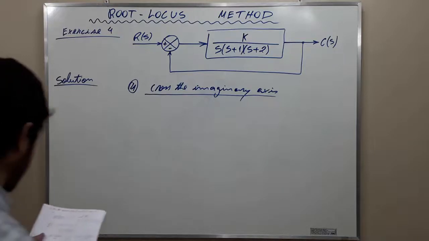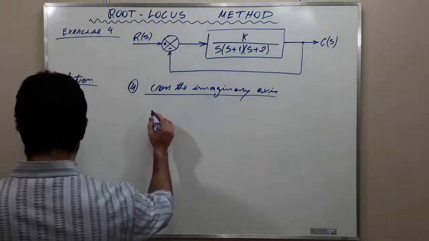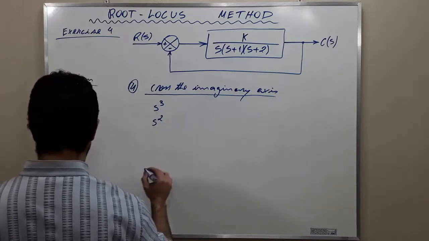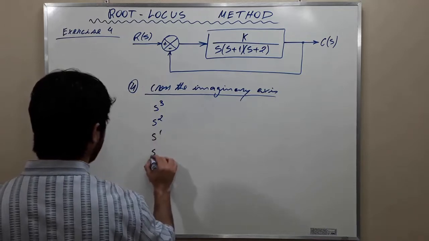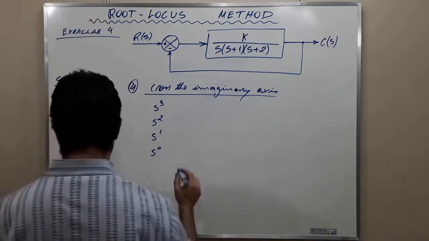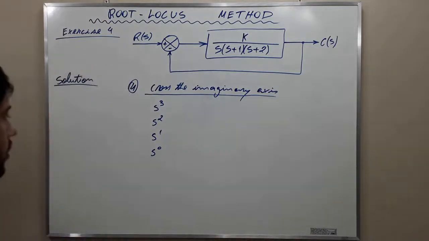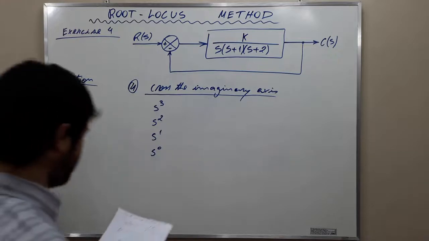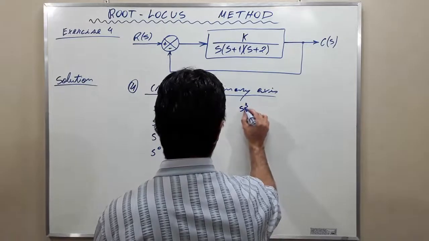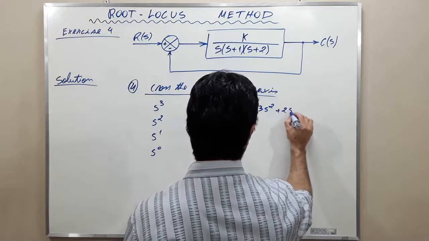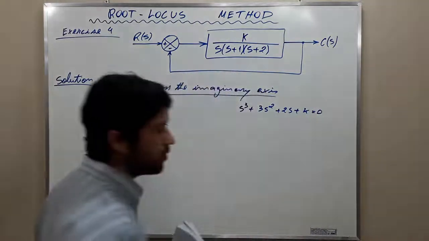From Routh's stability criterion, we have this array of terms: s cubed, s squared, s^1, and s^0. Remember that we have to fill this table with the terms of the characteristic equation, which are s cubed plus 3s squared plus 2s plus K equal to 0. This is the characteristic equation.